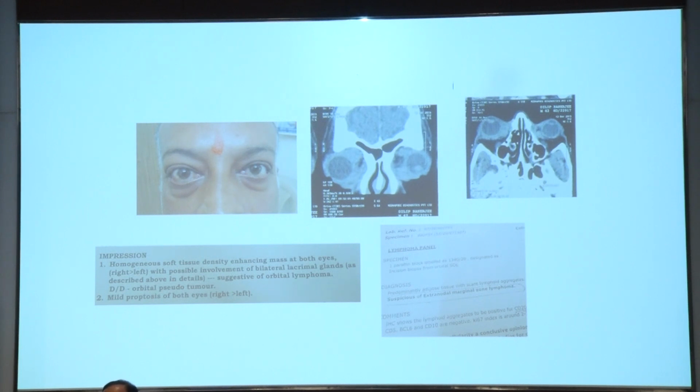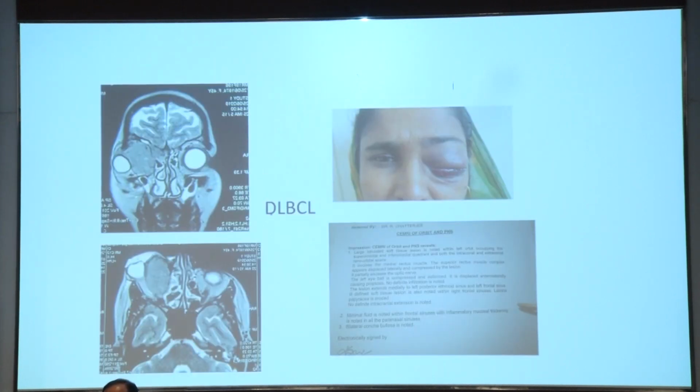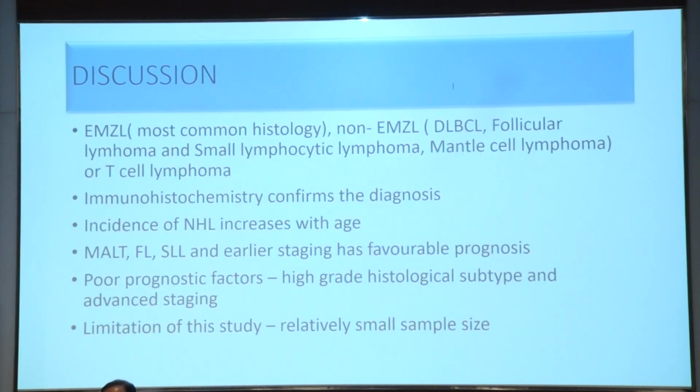This was a case of bilateral proptosis, and imaging showed a homogeneous soft tissue density enhancing mass in both eyes. Incision biopsy was taken, and lymphoma panel investigations suggested extranodal marginal zone lymphoma. This was a slightly unusual case. The lady presented with features of orbital cellulitis, but on imaging there was a homogeneous, almost encapsulated lesion, but during the planned excision biopsy, it was not possible to take it out in toto. So ultimately an incision biopsy was done, and the histopathology showed diffuse large B-cell lymphoma.